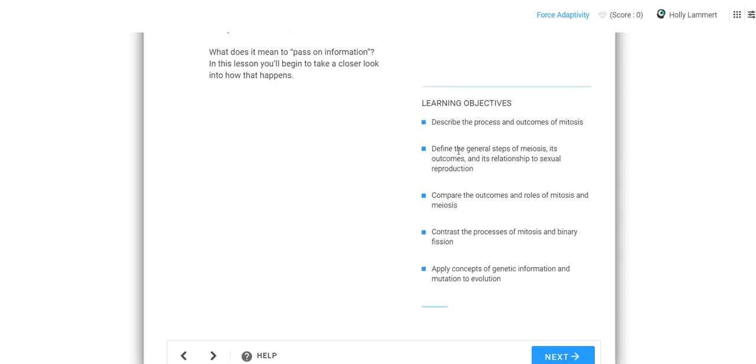So our learning objectives today are to be able to describe the process and outcomes of mitosis, define the general steps of meiosis, its outcomes and its relationship to sexual reproduction, compare the outcomes and roles of mitosis and meiosis, and contrast the process of mitosis and binary fission. Apply concepts of genetic information and mutation to evolution.